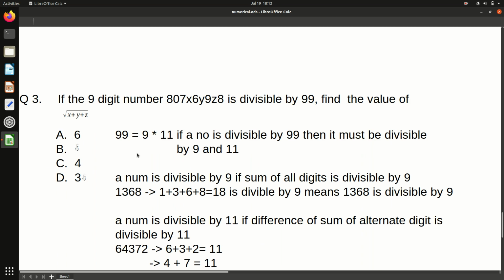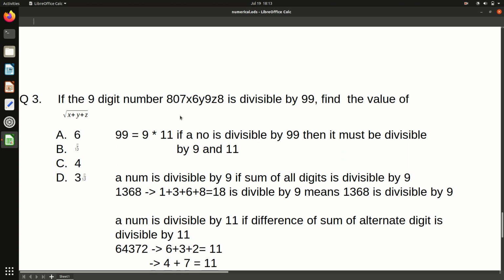Now see, whatever number this is, since x, y, z are not known, if it is divisible by 99, then we can say that 99 equals 9 into 11. So if this number is divisible by 99, it means it is also divisible by 9 and 11. Because 99 equals 9 into 11, this number must be divisible by 9 also and 11 also. Okay, I think this is clear.